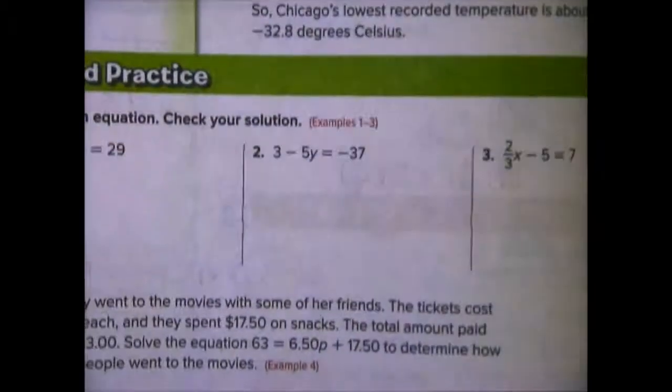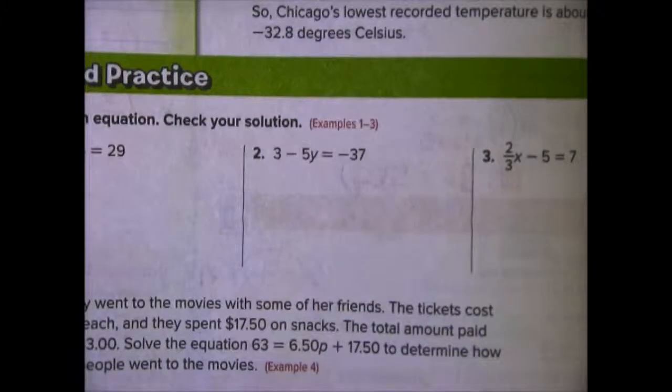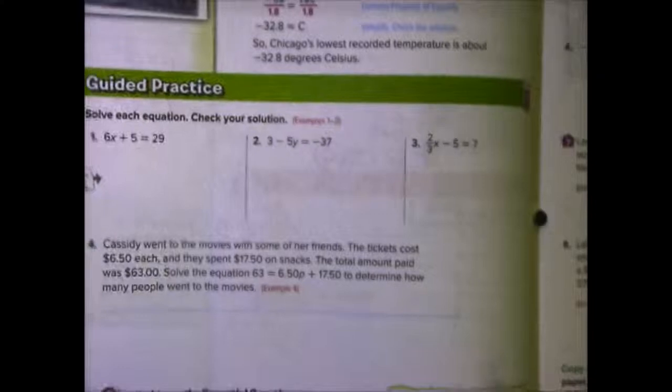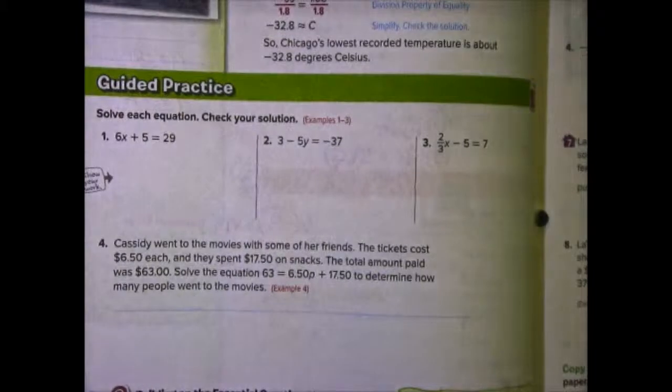Now that you've completed the problems on page 123, let's look at page 124, guided practice. I want you to complete problems 1 through 4 for tomorrow. Bring those in and we'll go through them together, and that will complete the lesson. So if you have any questions, bring those with you tomorrow as well.